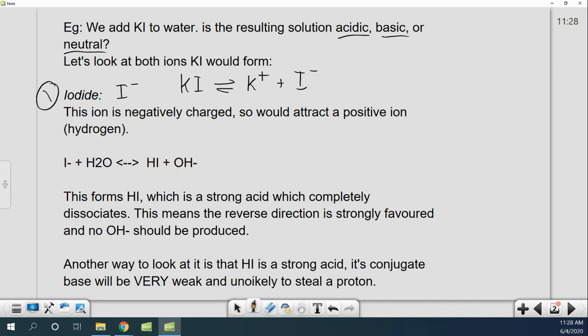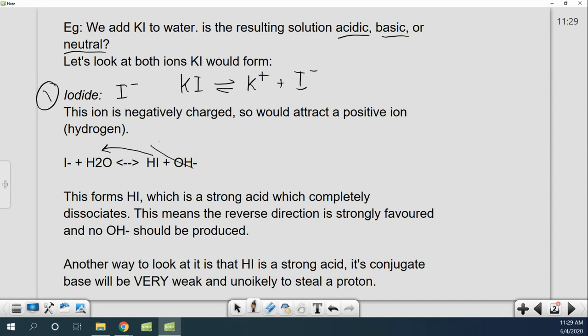So how do you figure out which way it's going to go? Well, you're going to look at this right here. You've formed hydrogen iodide. So I minus, its conjugate acid, is HI. And if you look at your acid-base chart, hydroiodic acid is a very strong acid, which means it completely dissociates. If it completely dissociates, it's going to be forcing the reaction in that direction. That's some Le Chatelier's principle stuff. So the more HI completely dissociates, it's going to push itself back towards the I minus side, which means the reverse direction is strongly favored.